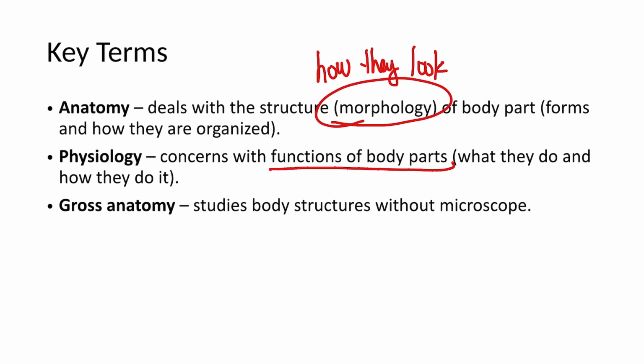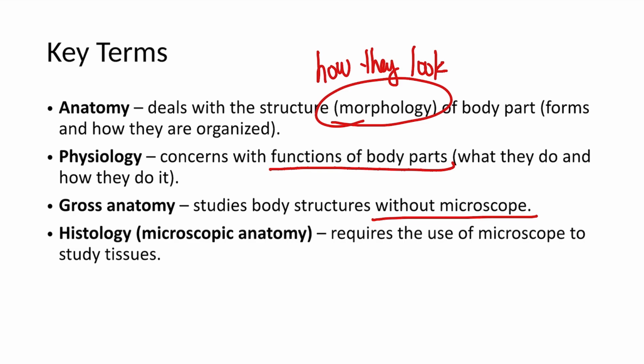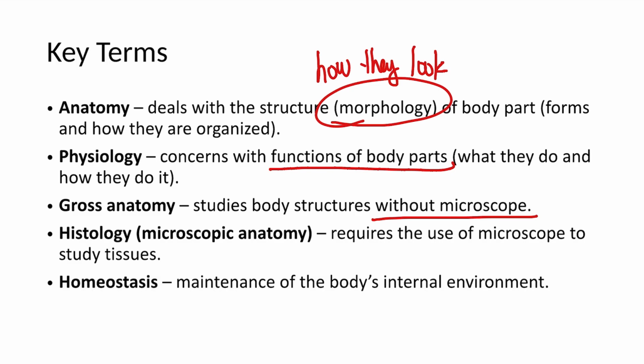Next, we have gross anatomy, which would be structures without having to use a microscope. And in histology, or microscopic anatomy, it says it in the name, you need to use a microscope in order to see those. A lot of times this would involve looking at cells and tissues. Homeostasis is a term that refers to maintaining the body's internal environment.